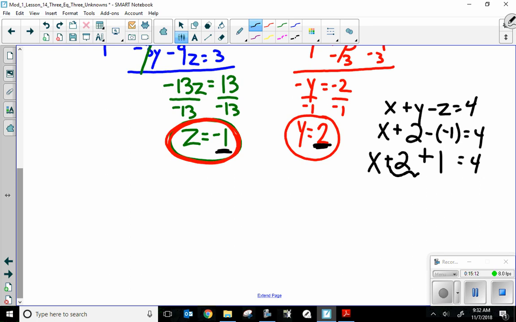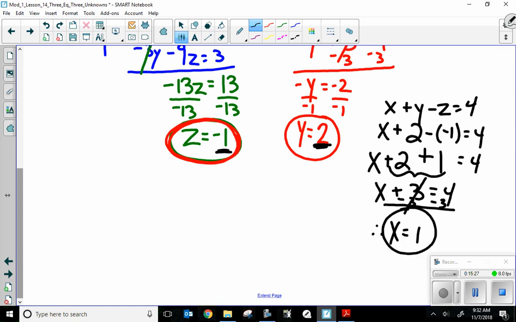I can combine these two. I get x plus 3 equals 4. Therefore, x equals 1. How did I get that? If you subtract 3 from both sides, x equals 1. So I have 3 answers. Well, I have one answer with 3 variables, I should say. X, Y, and Z. It's 1, 2, and -1.